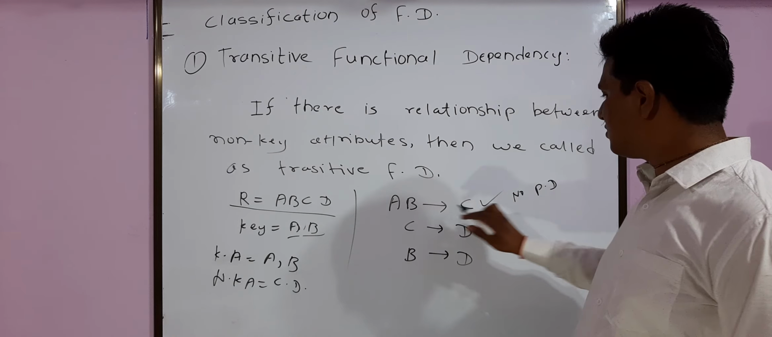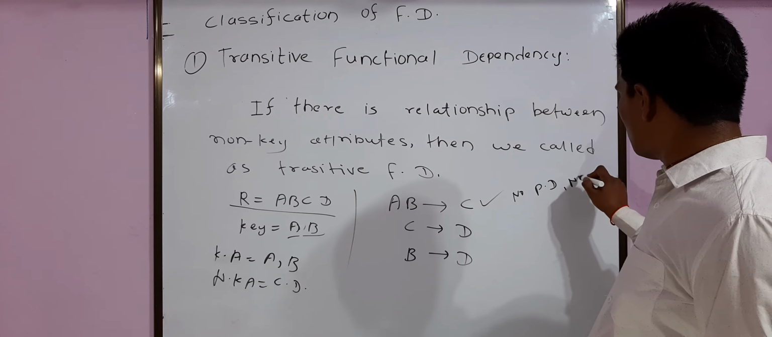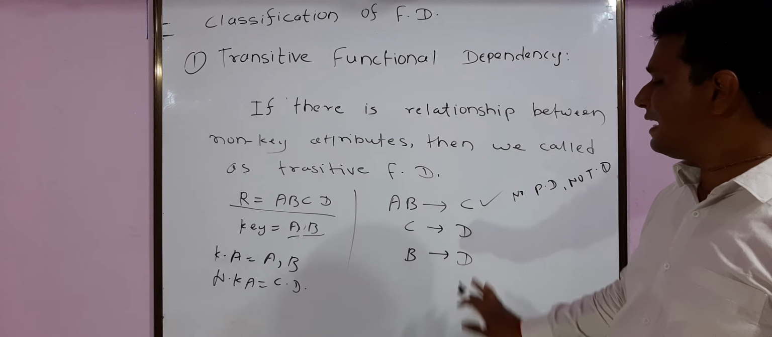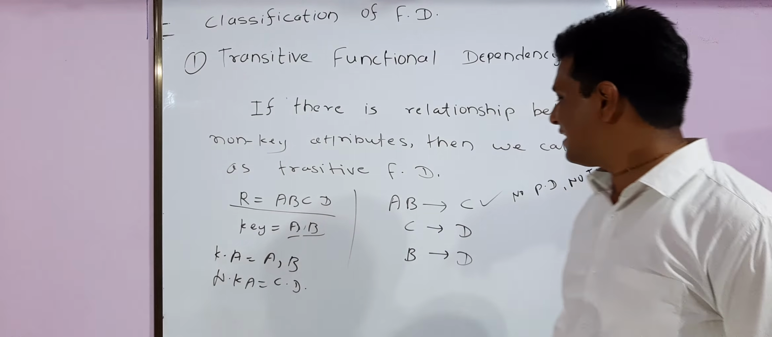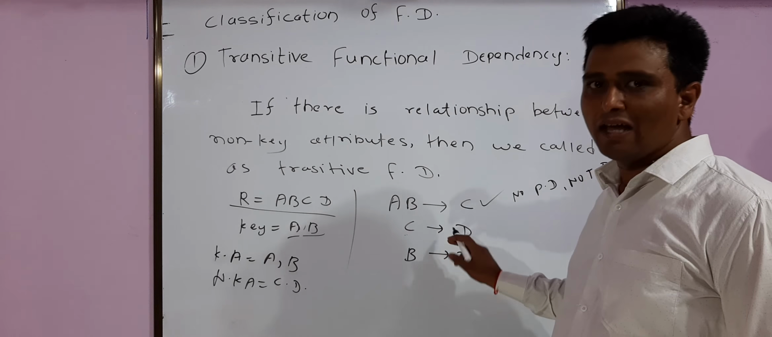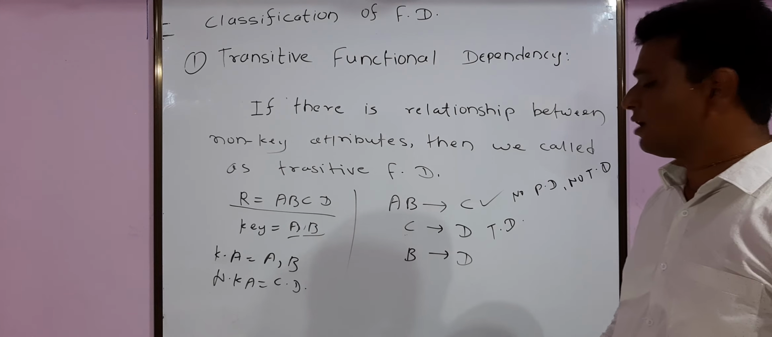Can you find a transitive dependency here? Is there any relationship between non-key attributes? No. So here no TD also. Now here C determines D. C and D are non-key attributes, and there is a relation between C and D. C is determining D, or it can be D determining C. In that case, we can say this is a transitive functional dependency. So I am writing TD.